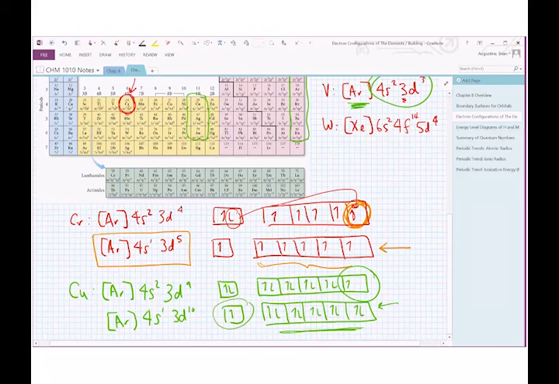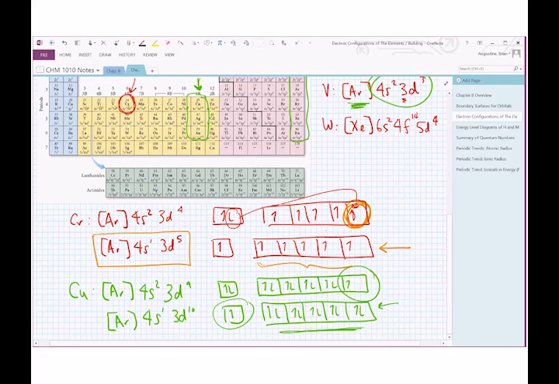There's other exceptions on here. It's the same argument. It usually has to do with filling orbitals. I'm not going to have you know those. I do want you to know the coinage metals. I do want you to recognize that those are exceptions. And I do want you to know that chromium is one of the exceptions as well.